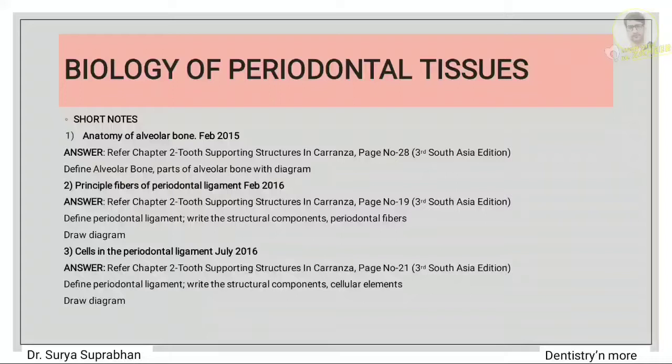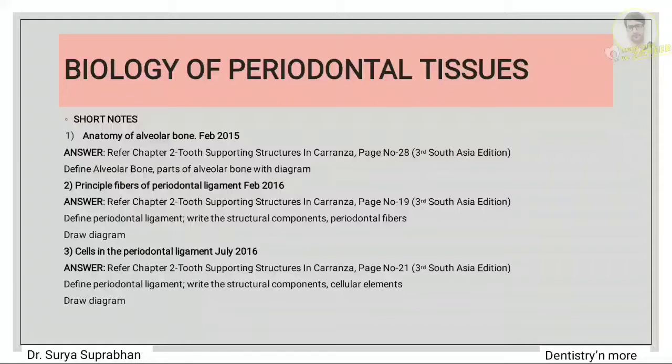Next question, principal fibers of periodontal ligament. In this you have to mention the 6 principal fibers of the periodontal ligament. Before that, do mention what is periodontal ligament and then the structural components, and then describe in detail about the periodontal fibers, and please do draw the diagrams.